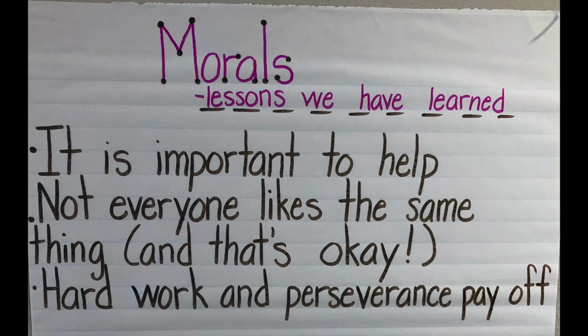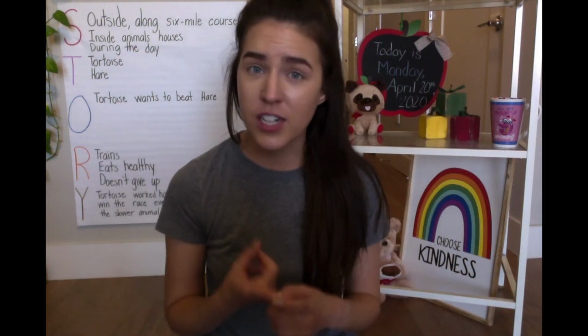Just like Tortoise showed a lot of hard work to pass Hare in the race and win, that teaches us that, hey, you might be slower than somebody. That doesn't mean that you're not going to win the race. If you stick to it, hard work and perseverance pay off in all kinds of different ways. It doesn't just have to be about a race. We know that if you work hard to achieve something and you persevere, meaning you don't give up no matter how hard it is, you can accomplish those goals. And that is what we have learned from our book today.